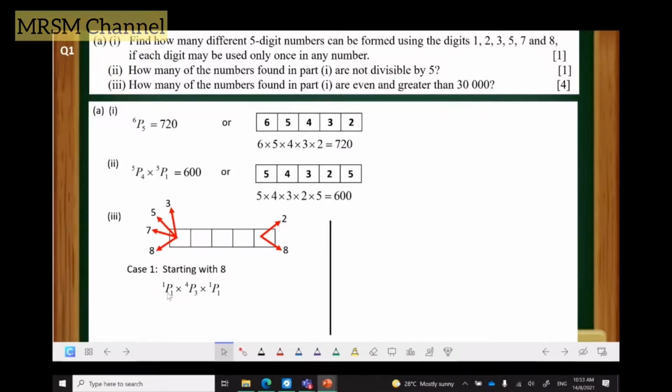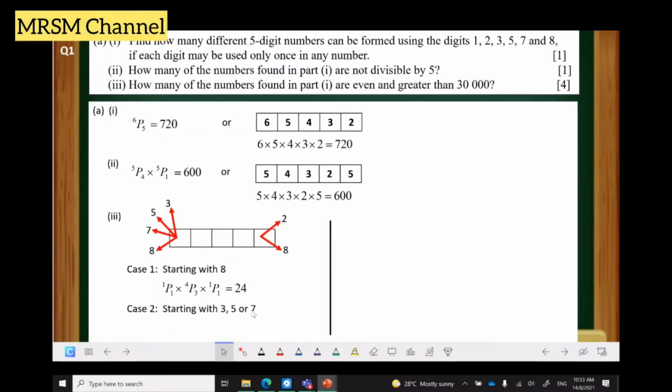Once you fill the 2 places, front 1 and back 1, the middle is free, any numbers are fine. After you pick number 8 and number 2, we have 4 digits left. All 4 digits left can fill these 3 places, so 4P3. So 1P1 times 4P3 times 1P1, the answer is 24. Next, the second case is starting with 3, 5 or 7.